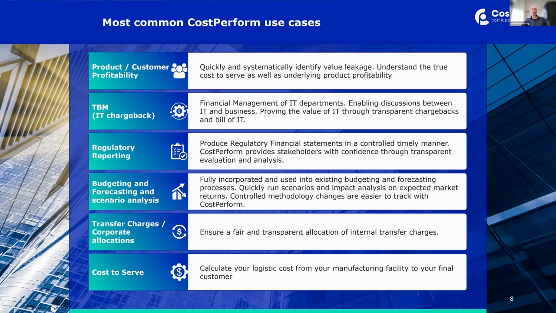Budgeting and forecasting, if you can look backwards, you can also look forward. Special case also, for tax reasons, is transfer charges and corporate allocations. Imagine that you have different business units in different countries with different tax regimens. You're not allowed to do any arbitrage. So you have to be sure that your transfer pricing is fair and transparent.